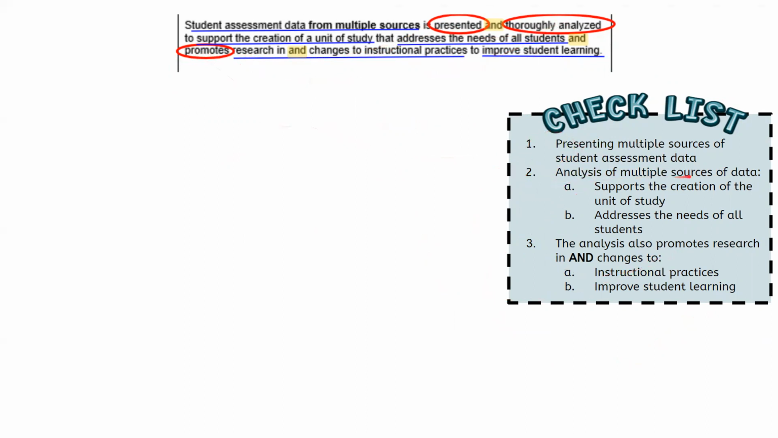So number 2, analyze multiple sources of data to A, support the creation of this need of study. So thoroughly analyze, support the creation of the unit study that addresses the needs of all learners. I kind of broke it down there because there's 2 things going on: the needs of all learners and the need to support this unit of study. And then the analysis that promotes research in and changes to A, the instructional practices, and B, improving student learning. That's right here, promote research in, and I highlight those ands too, so I know those are sections. Changes in instructional practices to improve student learning.